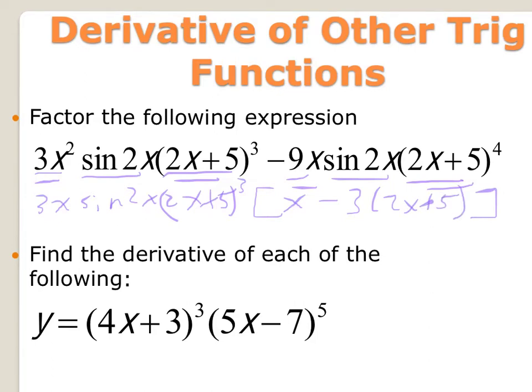So I can actually simplify what's inside the parentheses by distributing the negative 3 and combining terms. I'm going to get 3x sine of 2x times 2x plus 5 to the third power times x minus 6x is negative 5x, and negative 3 times positive 5 is negative 15, so that would be what's left inside. And so this is what we would consider simplifying.